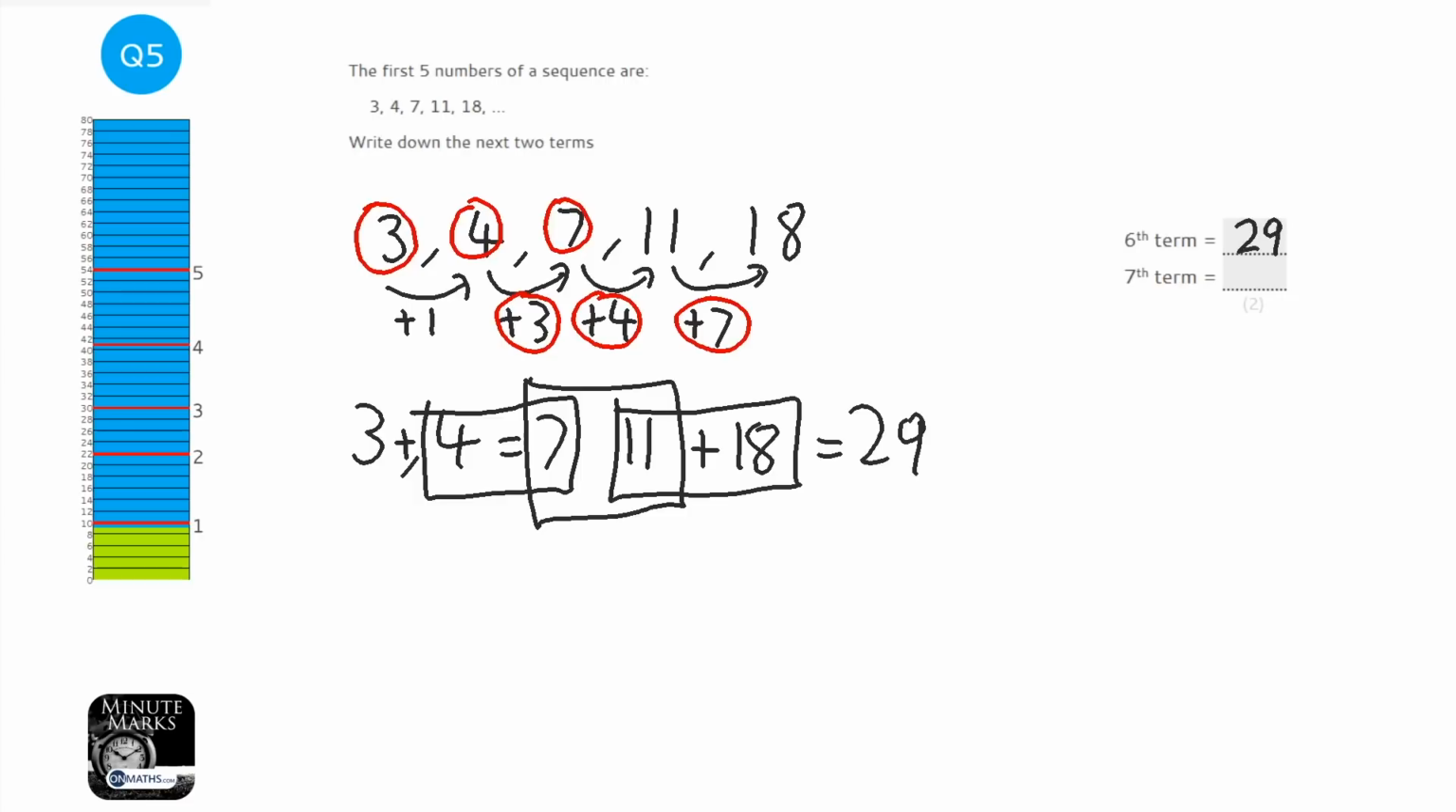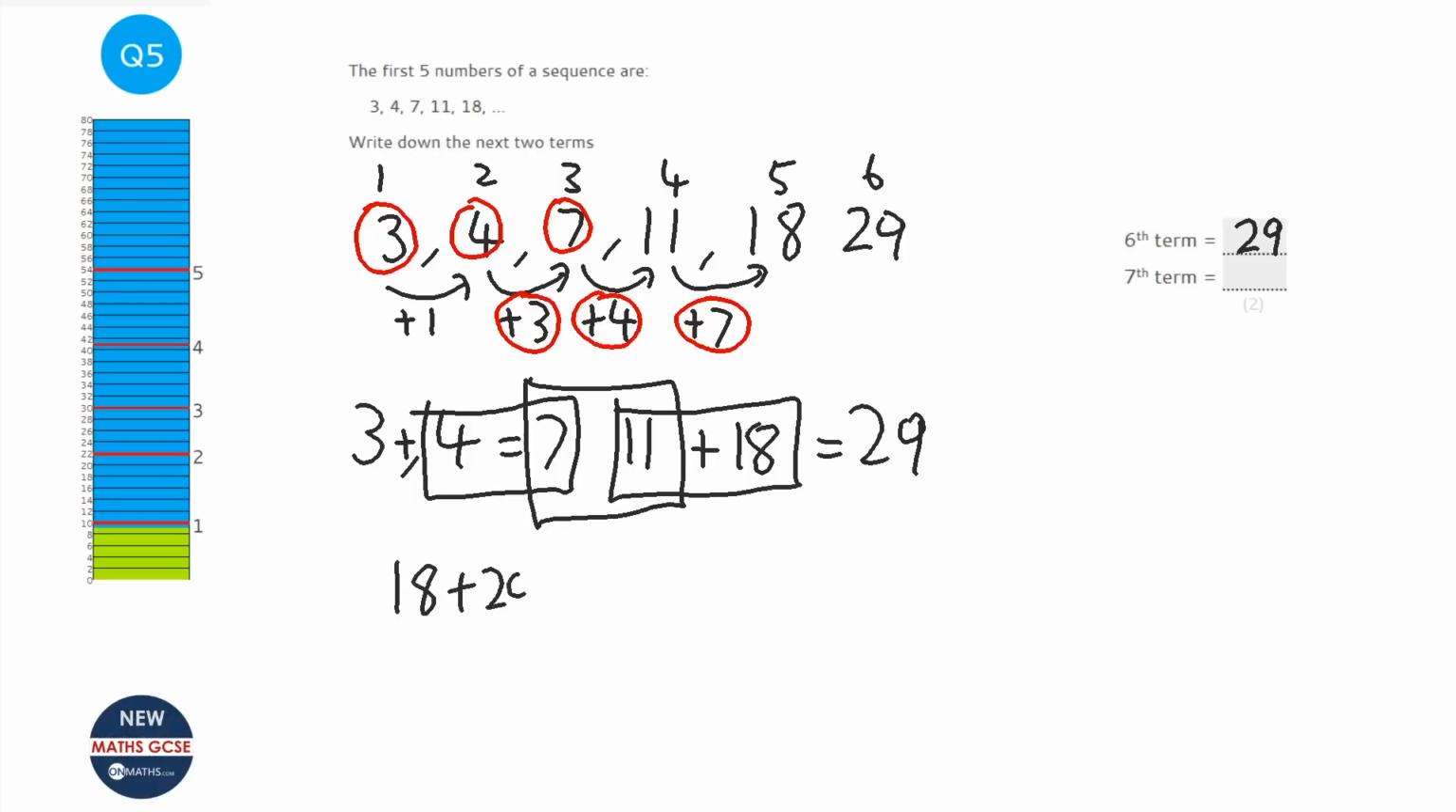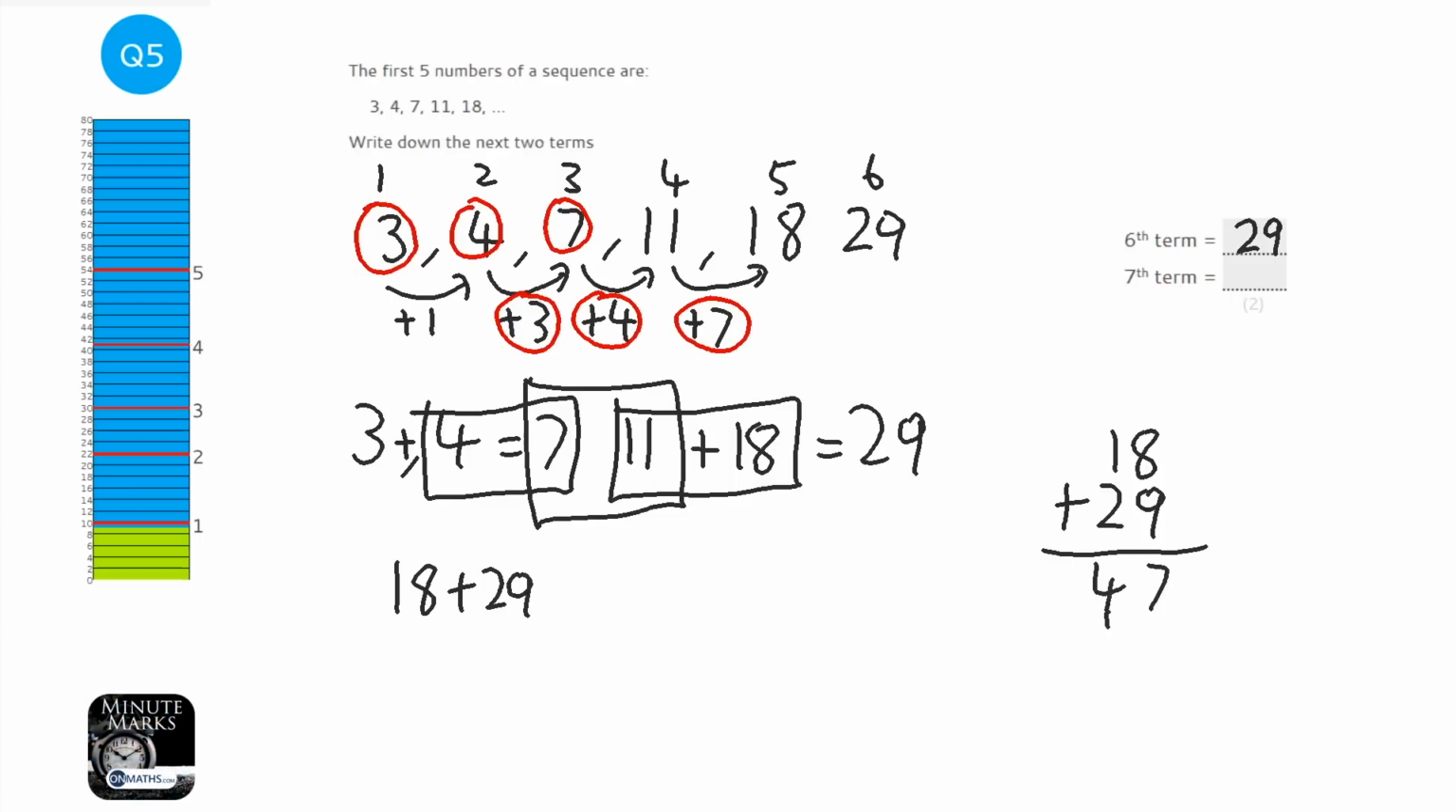So the next term is going to be 29. Let's just check that's the 6th term: 1, 2, 3, 4, 5. So yes, the 6th term would be 29. Then we need to add the 18 and the 29 together. And when the numbers get big, if it's not on the calculator paper, you can just add them like this. So 9 plus 8 is 17, and that's going to be 3 plus 1, which is 4. So it's going to be 47. So the 7th term is going to be 47.